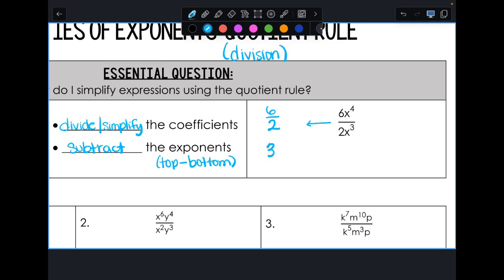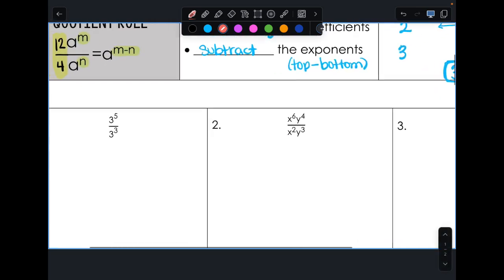Okay. Now, the other group that we would have is x to the 4th over x cubed. You're dividing two powers, so what do you do with the exponent? Subtract. And 4 minus 3 is? 1. The result is 3x to the power of 1. Now, you do not have to write that 1 in there. They will not keep it there for the STAR test, so you don't have to.